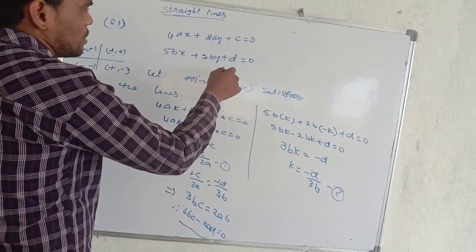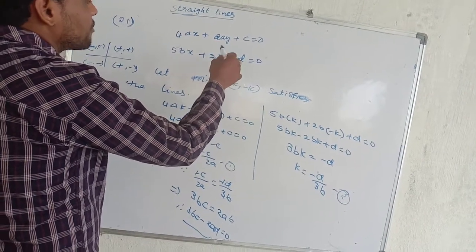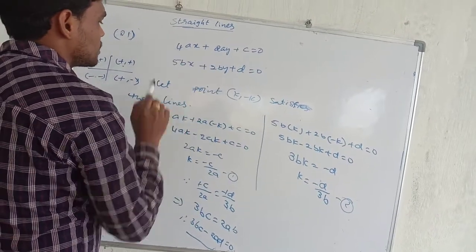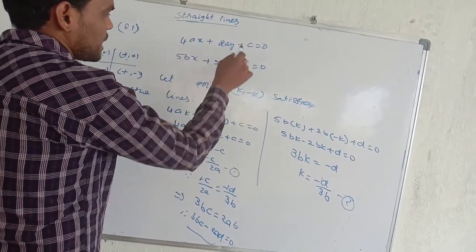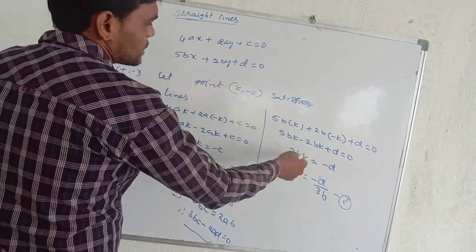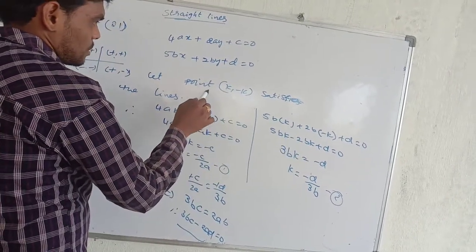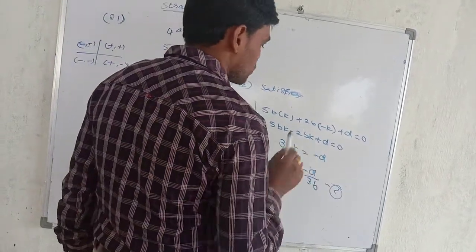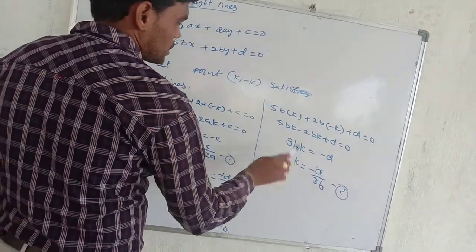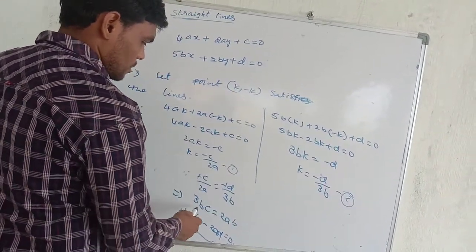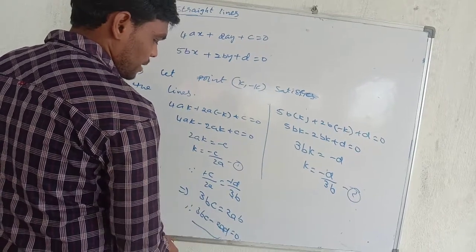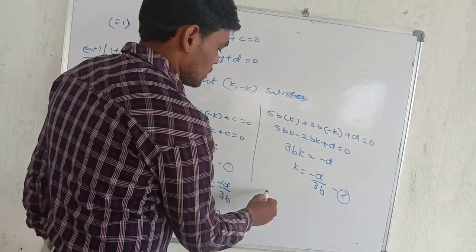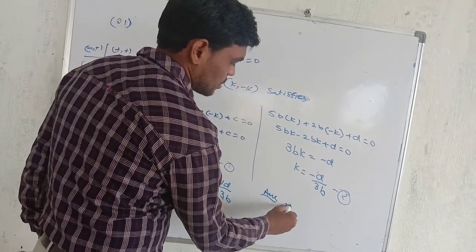Once again, these are two lines, with the point of intersection in the first quadrant. The point k comma minus k satisfies these lines, passing through this line and through the second line. For this line the k value is minus c by 2a, and for the second line the k value is minus d by 3b. Now equating the k values, 3bc is equal to 2ad, and this is 3bc minus 2ad is equal to 0. Now the option is the third. The answer is the third. Okay.